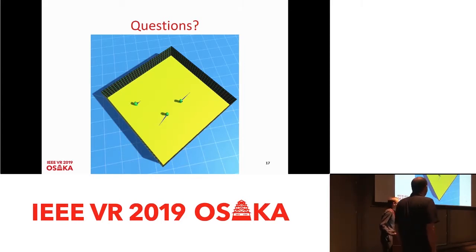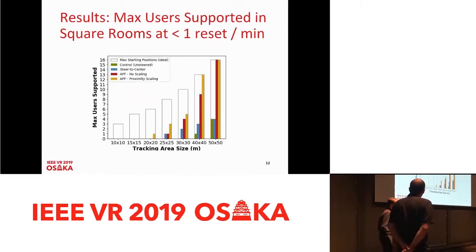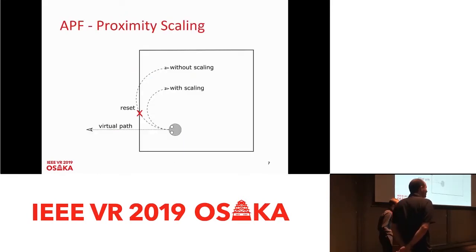So, if I understood correctly, the problem with the proximity scaling is that you can curve too much and then you'll notice that you're being redirected, right? Yes. Okay, so did you guys measure that?